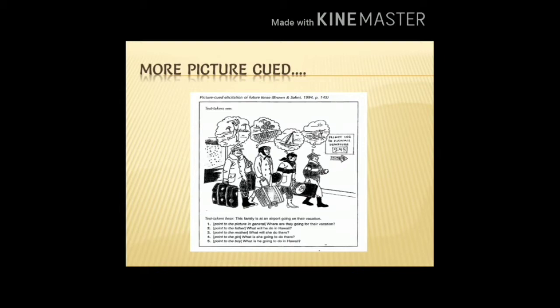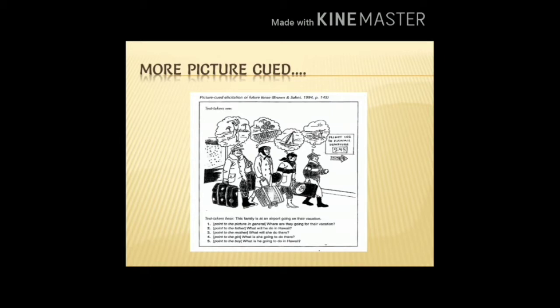Here are the test takers. Here is a family at the airport going on vacation, and it asks where are they going for their vacation, and the teacher can guide them by pointing, and the student has to answer. So they are going to Hawaii. What will he do in Hawaii? Pointing to the father, you can show them here. The father, he will play golf, and they can answer based on this picture.